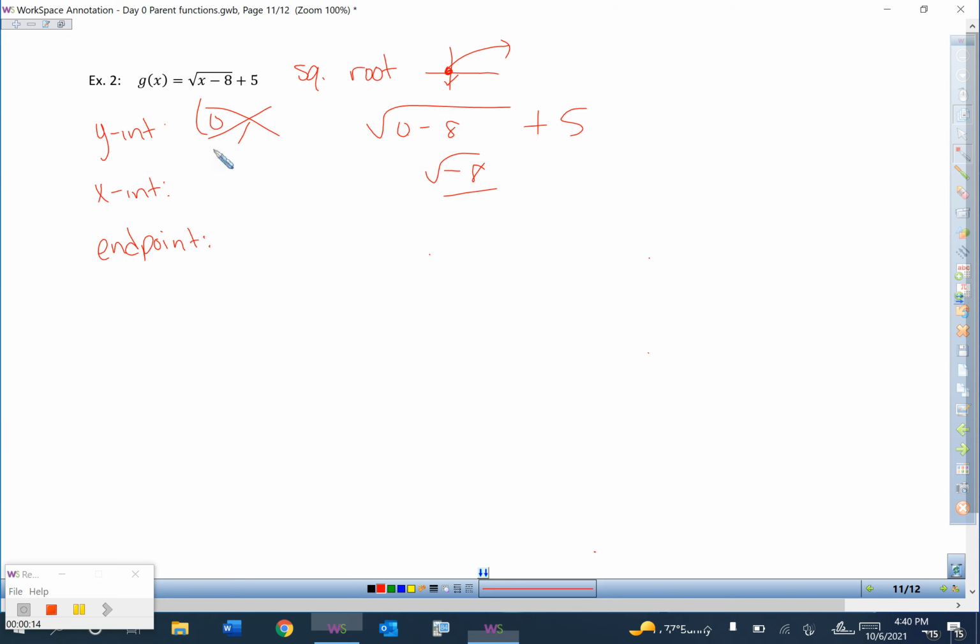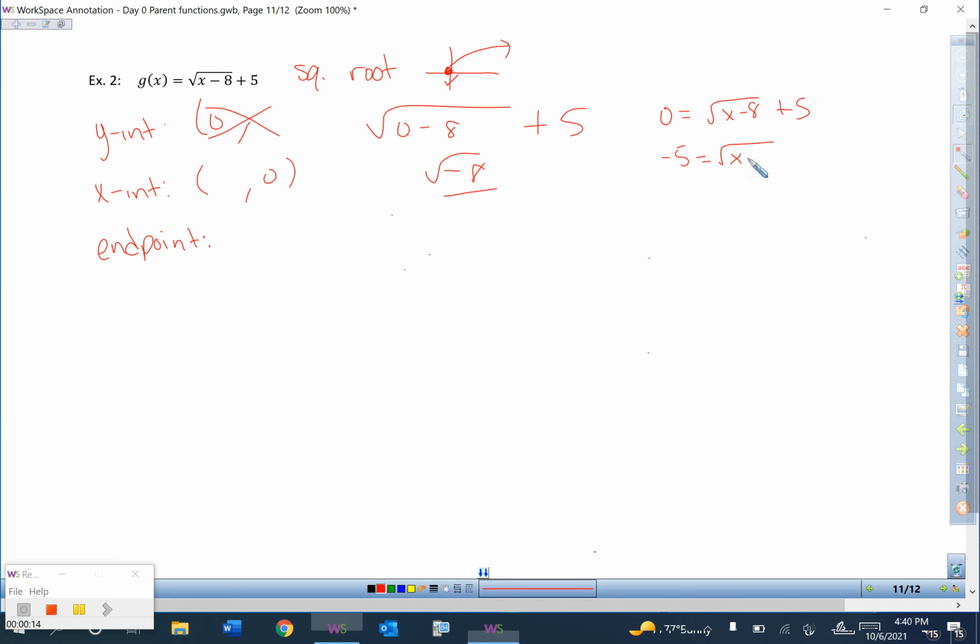X-intercept, we're going to do the same process that we did on the last one. We're going to put a 0 in there and see what happens. So 0 equals, for the y value, square root of x minus 8 plus 5 on the outside. Just like last time, we're going to get that x by itself. Subtracting 5 over, and then we pause.